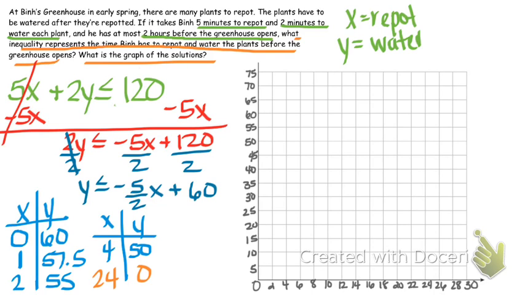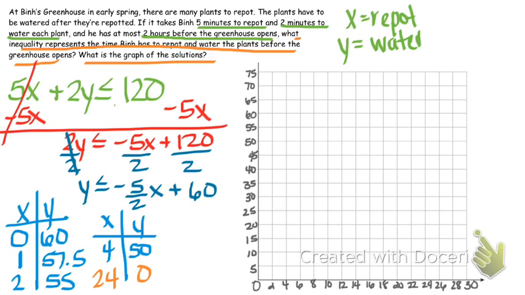Alright, to check out my inequality, I did my t-table and I figured out that if I repot one plant, then I can water 57 and a half others. Okay? But if I repot 2 plants, I can water 55 other plants. I noticed that when it's even numbers, it seems to give nice, round numbers that aren't decimals. So I tried 4, and I plugged in 4 for x, and I found out that I can water 50 plants if I only repot 4.